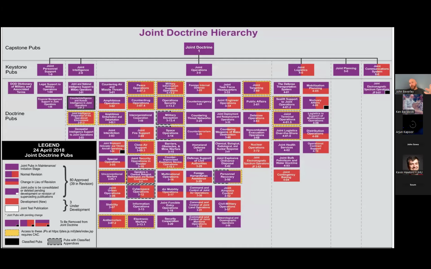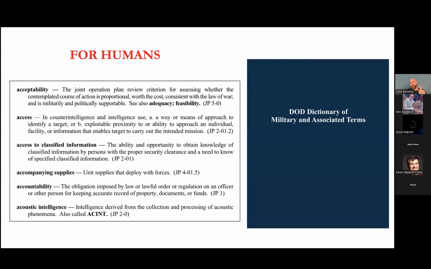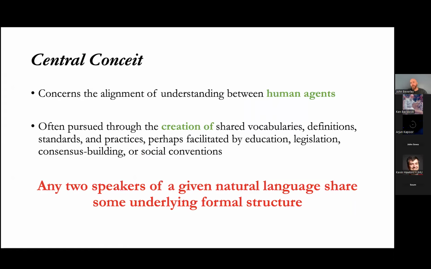Things like the joint doctrine hierarchy. If you're working out in the field on the ground in military operations, you better have something you can point to to understand what access means if it's being used in a battlefield, or accountability. The DoD has dictionaries. They have doctrine around this sort of thing, something that's standardized so you can move quickly at speed and you can understand what consensus was given. And they're not perfect, they never are.